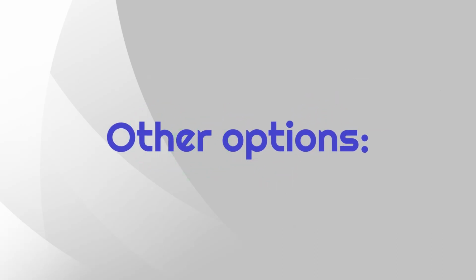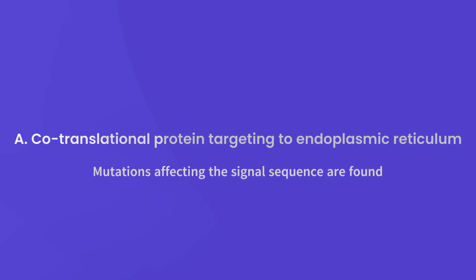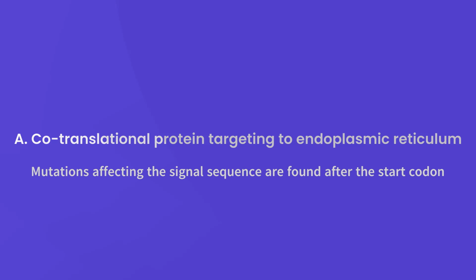Let's briefly discuss the other options. A. Co-translational protein targeting to endoplasmic reticulum. Co-translational protein targeting is mediated by the N-terminal amino acid sequence of an elongating polypeptide. This localization signal is recognized by a signal recognition protein that helps transport the ribosome to the rough endoplasmic reticulum. Mutations affecting the signal sequence would be found after the start codon, AUG.